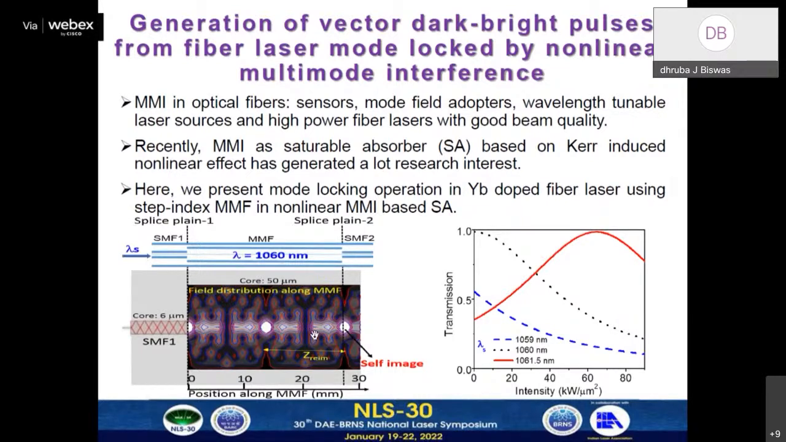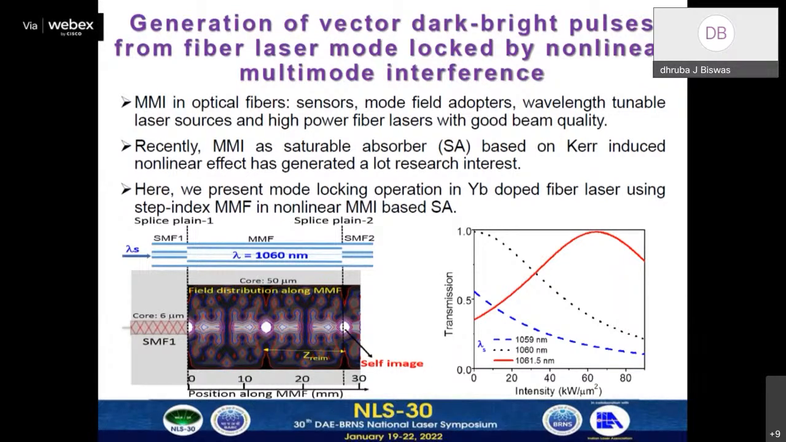So let us see what multimode interference in optical fiber is. To observe multimode interference in optical fiber, we splice a multimode fiber between two single mode fibers. When light is launched into the multimode fiber from a single mode fiber, several higher order modes are excited in the multimode fiber. These excited modes propagate with their respective propagation constants. Along certain locations, when these propagating modes are in phase, they create a constructive interference pattern that forms an image of the input field profile, like shown here.